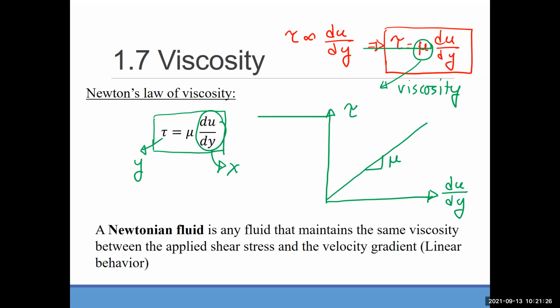Now, if any fluid shows this type of behavior, no matter what amount of shear stress you are applying, no matter what shear force you are applying, it is always the mu. This type of fluid is called the Newtonian fluid. Okay, in your class lecture, there should be some blank spaces. You can write on those blank spaces. That means whenever the viscosity is the same, no matter what amount of force you are applying, it is called Newtonian fluid.